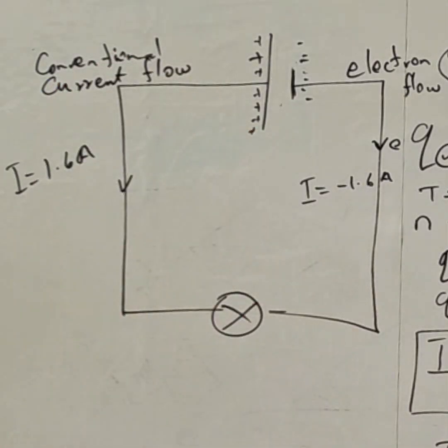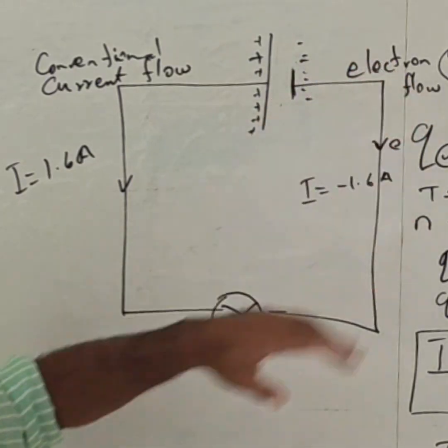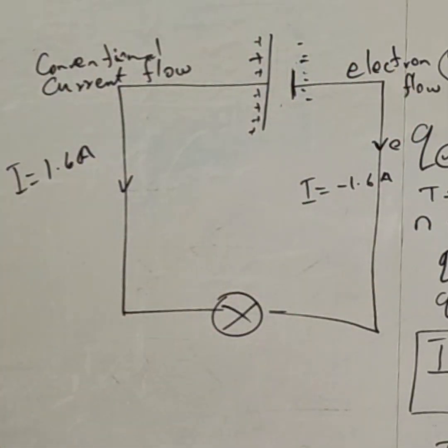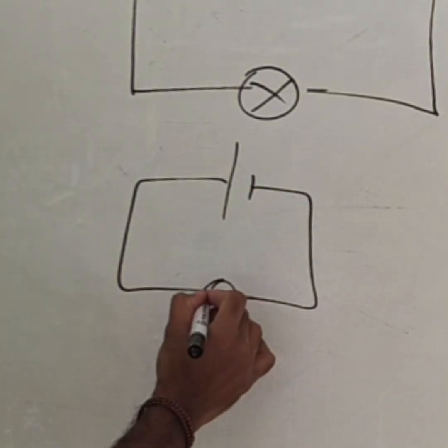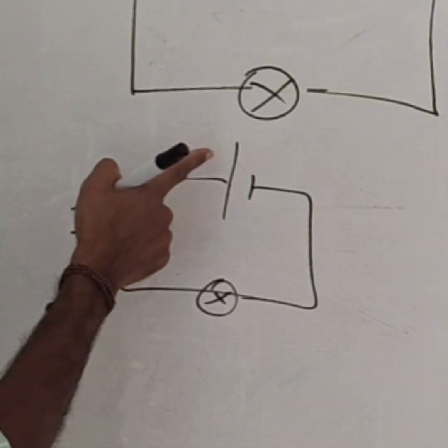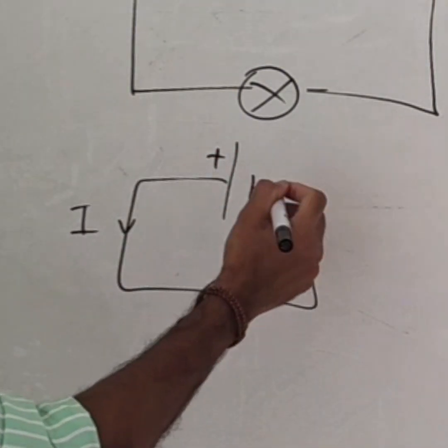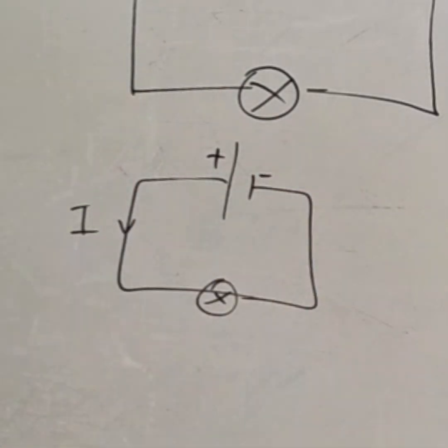So from now onwards, we forget about this electron flow. We will talk about this current flow in this direction, from plus towards minus through the external circuit.